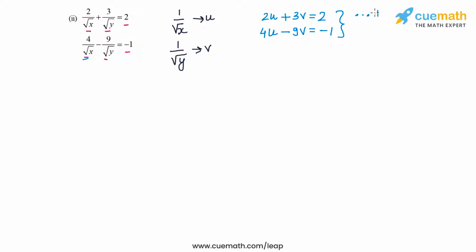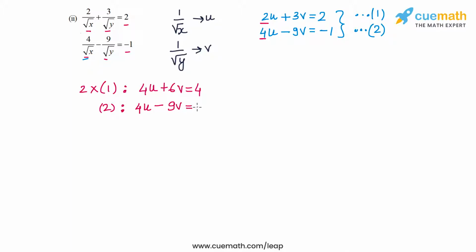So let's call this first equation equation 1 and the second equation as equation 2, and let's solve this pair of equations using elimination. So we have the coefficient of u as 2 in the first equation and 4 in the second equation. So let's multiply the first equation by 2. So we do 2 times equation 1, and that gives us 4u plus 6v is equal to 4, and the second equation we let it remain as it is, so that's 4u minus 9v is equal to minus 1.